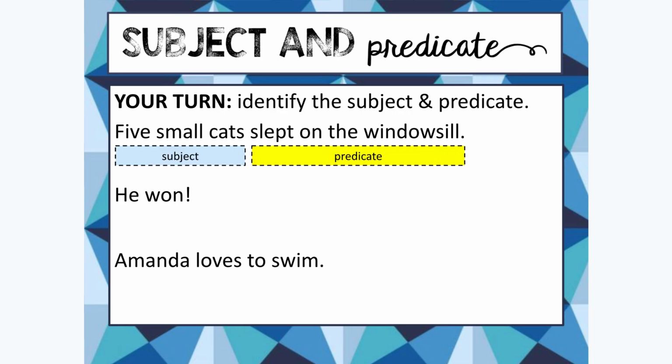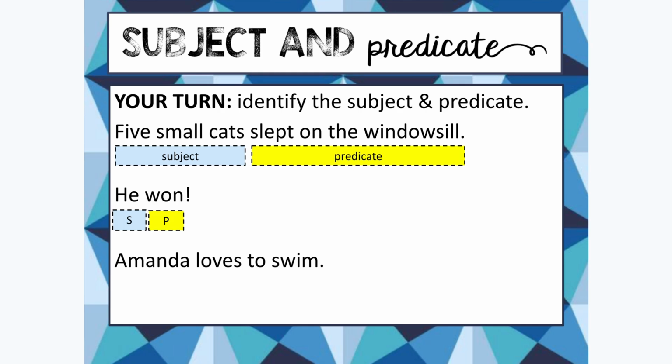Subject, predicate. If you guessed that that was a compound subject because there's more than one cat, the difference is there is not a conjunction, not an and. So our subject is still just 5 small cats. He won. That one, I hope, was pretty easy.